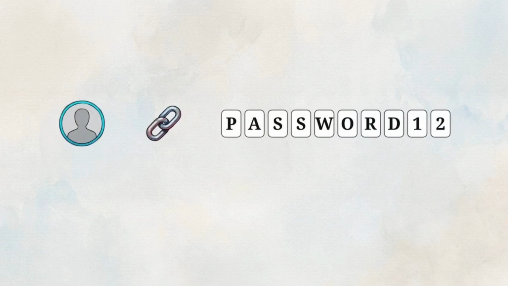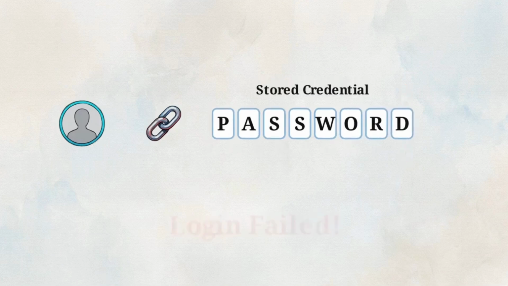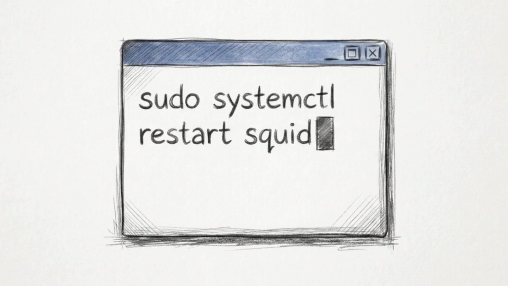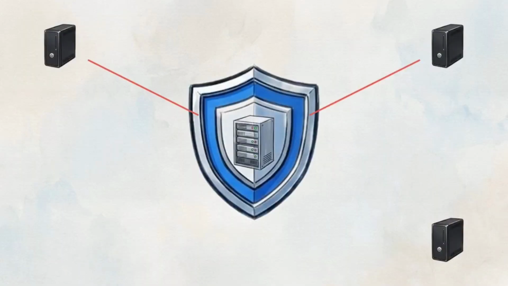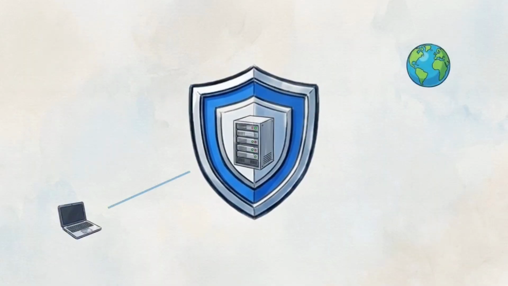Pay attention to the password length. Basic Authentication strictly limits passwords to 8 characters. If you type 9 or more, the system truncates the end, guaranteeing your login will fail. Restart the Squid service one more time. Then return to Postman, toggle on the proxy authentication setting, and enter the username and 8-character password you just created. This authentication layer secures the server, restricting proxy access to your specific user credentials.